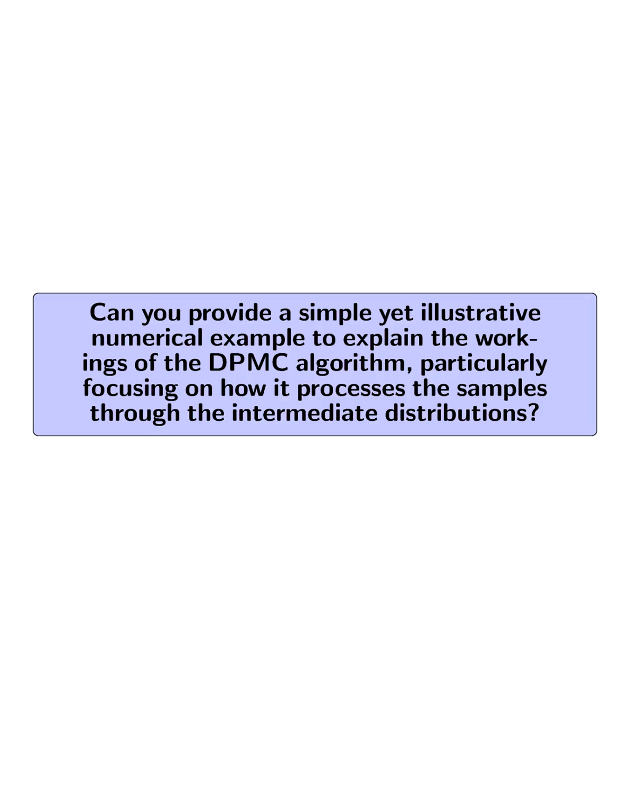Can you provide a simple yet illustrative numerical example to explain the workings of the DPMC algorithm, particularly focusing on how it processes the samples through the intermediate distributions?